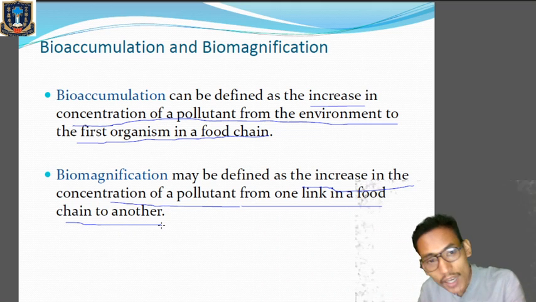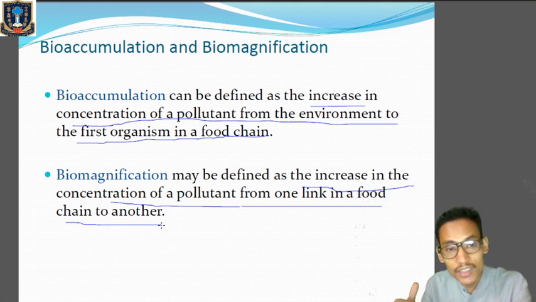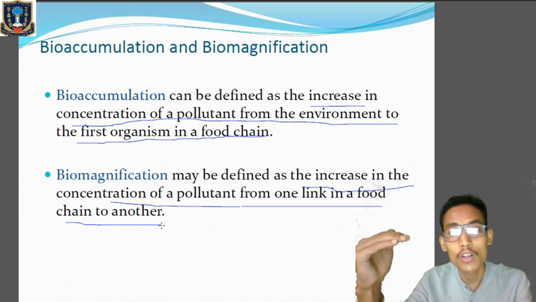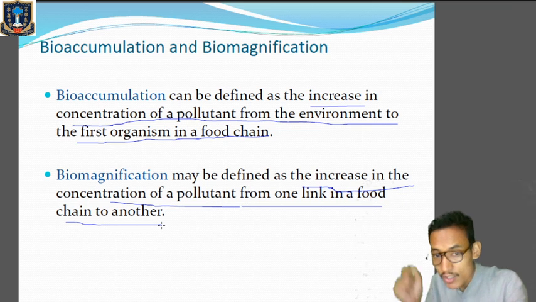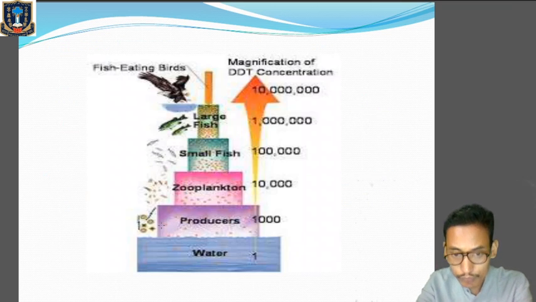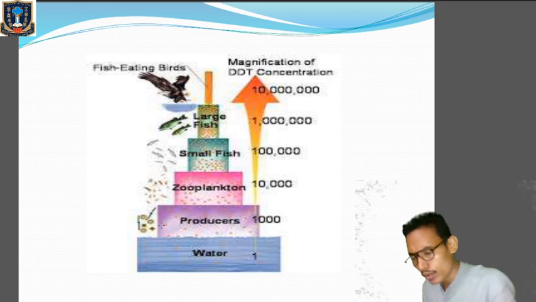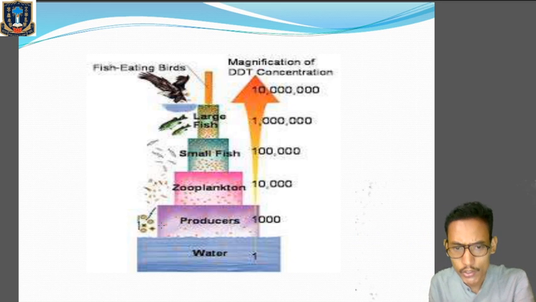But in biomagnification, there will be an increase in the concentration of the pollutants from one trophic level to another trophic level. I will explain it with the help of the diagram. For example, think of this one. We have got water. Now, forget about the water. Let's think of the producers, green plants.